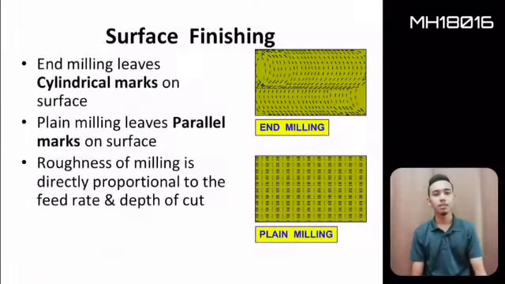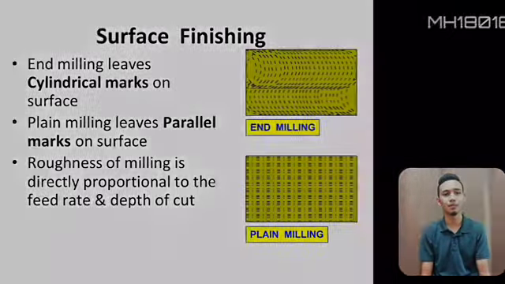For the surface finish, end milling leaves cylindrical marks on the surface of the workpiece, but plain milling leaves parallel marks on the surface of the workpiece. So by looking at the surface of the workpiece, we can know whether the surface was milled with the end milling method or the plain milling method.